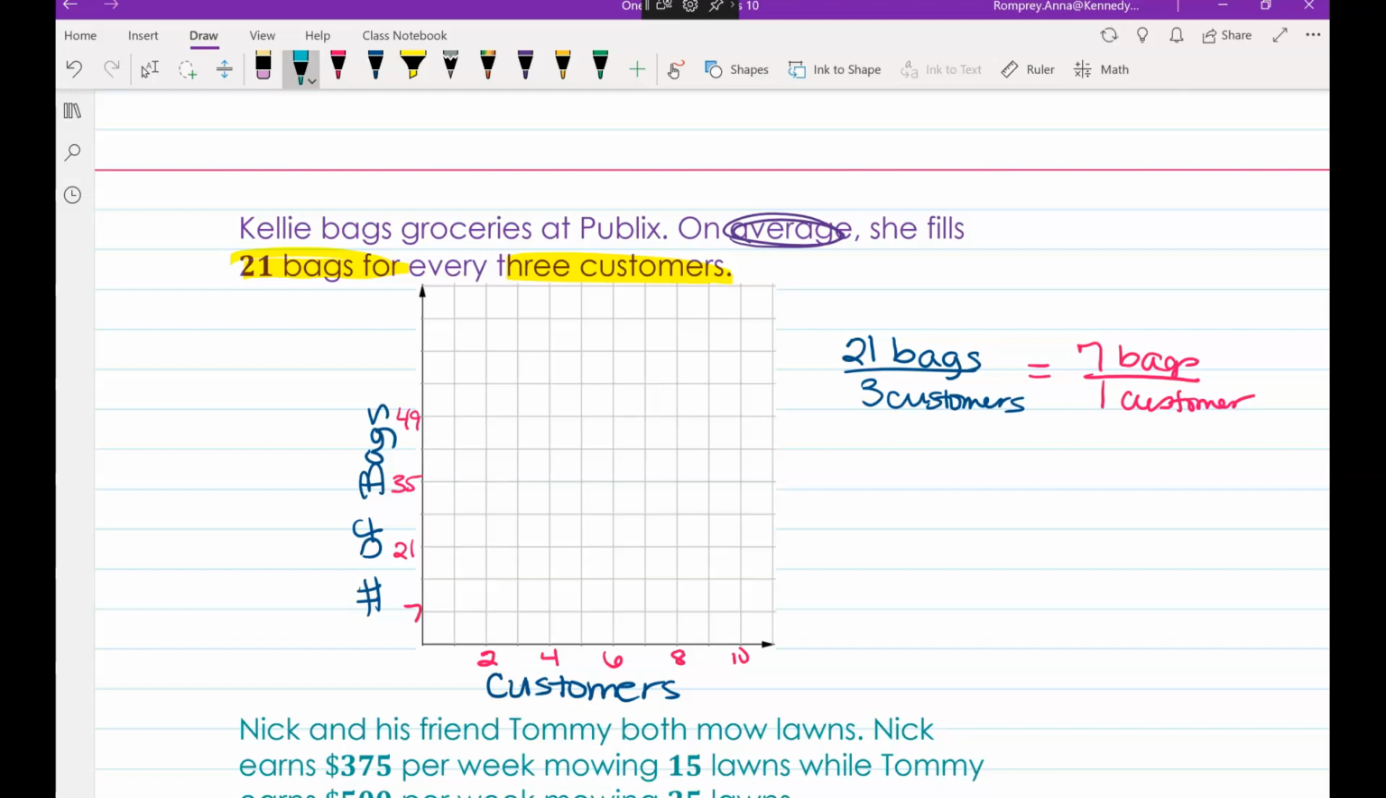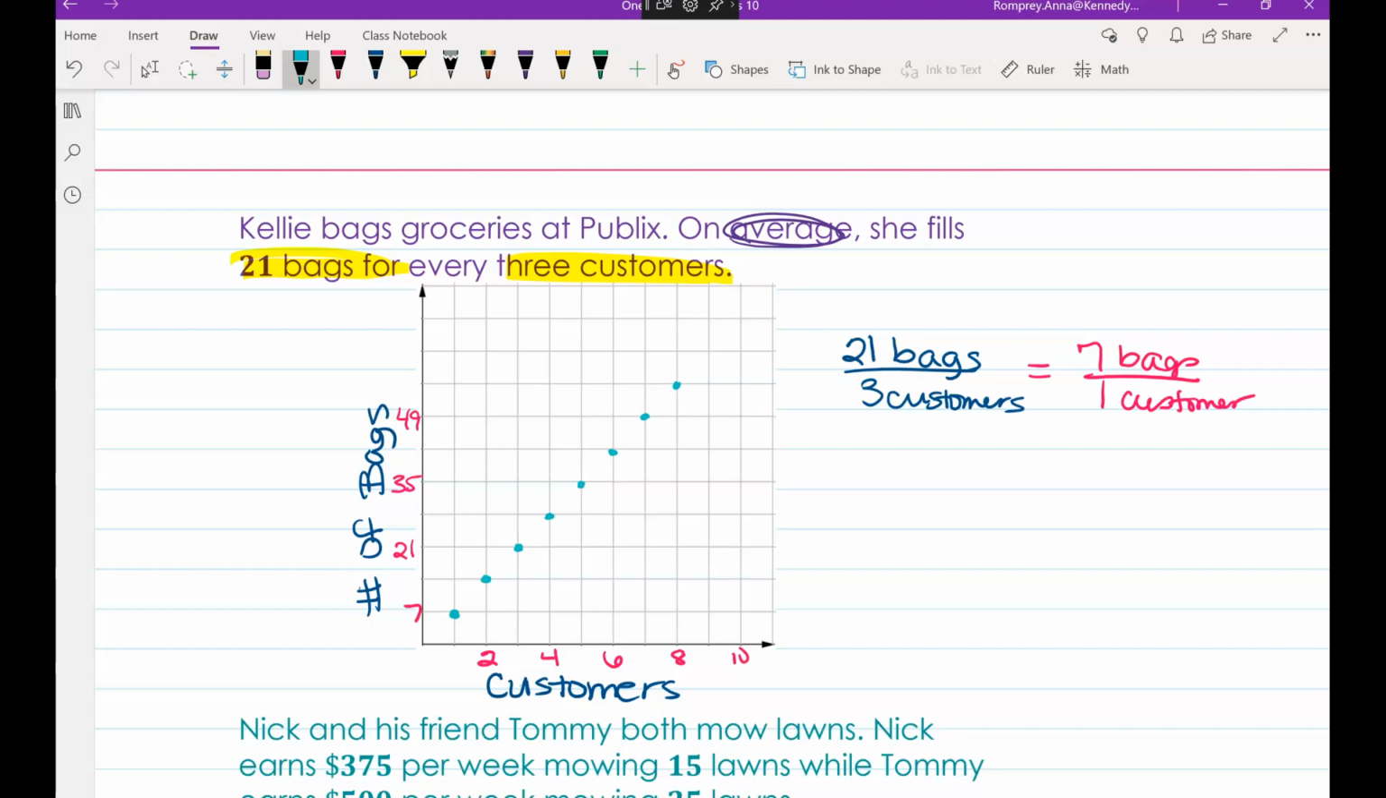So I'm going to just go ahead and plot my points. So 7 bags for 1 customer, 14, 21, 28, 35. You get the gist. Now, remember, don't just automatically connect your points. Ask yourself, am I allowed? Is this a discrete or a continuous function?